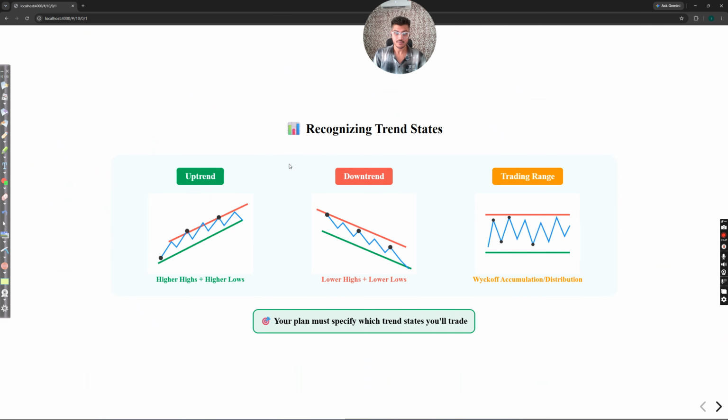All right, why we are discussing this is because your plan must specify which trend states you'll trade. So if it's in an uptrend, we're going to take long trades only. If it's in a downtrend, we're going to take short trades. And if it's in a trading range, we can just stop trading or get out of the market, and wait for the next high probability trade, right?